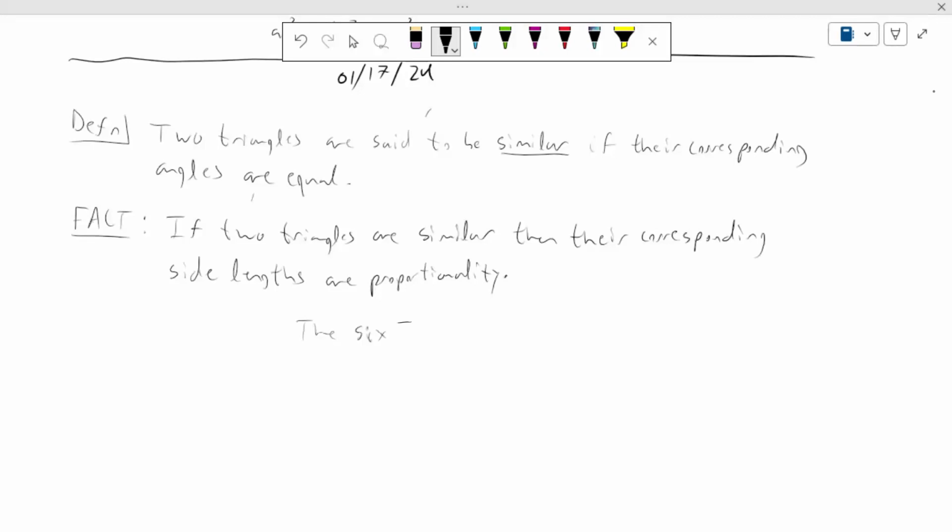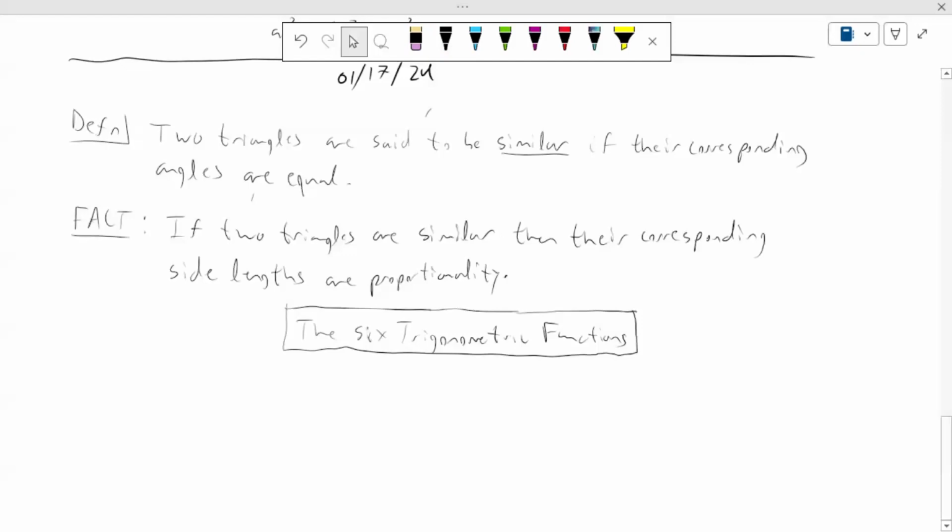So, the 6 trigonometric functions. I looked on Wikipedia one day, and apparently there were more trigonometric functions. Maybe some of them identical to the trigonometric functions we use today. Maybe some of them were just kind of pointless, right? But these are the 6 trigonometric functions that we talk about nowadays, anyway.